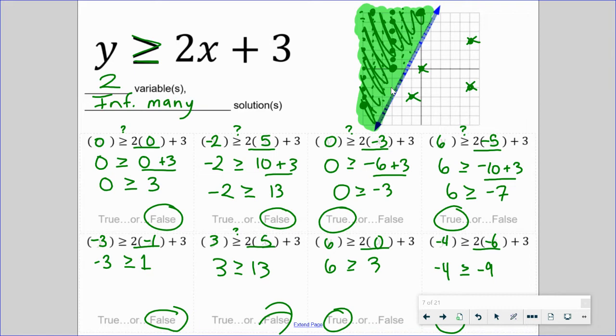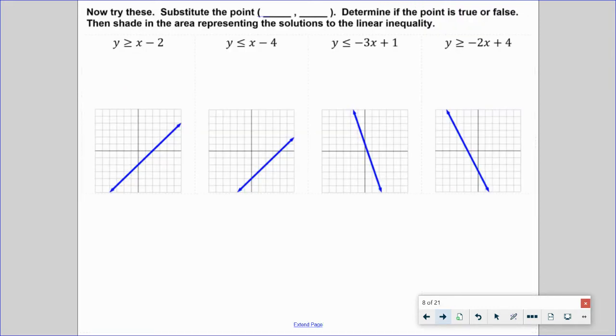Now, that was a lot for one page. I, in fact, wish I would have done the false all in red to show you that none of these points work on this side, but all of them work on the other side. Pause if you need, rewind, come back when you're ready to move on. All right, so your turn. Now we're going to try these.